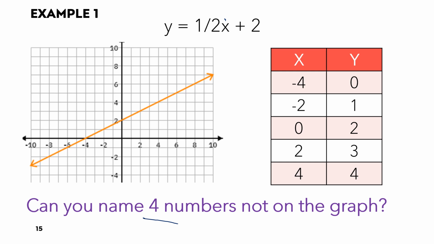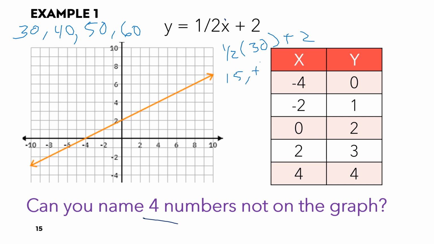All right, let's see what you got. Once again, I'm going to use 30, 40, 50, 60. So 1/2 of 30 plus 2. Well, half of 30 is 15, and 15 plus 2 is 17. So I know 30, 17 is on the graph. Now we'll do 40.